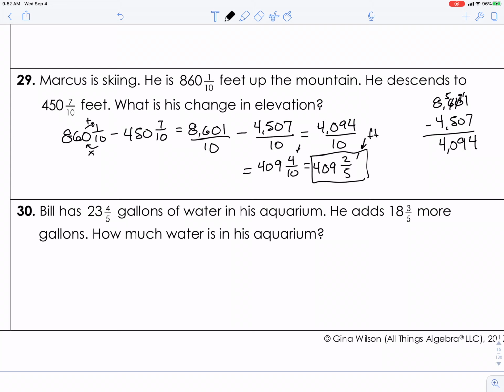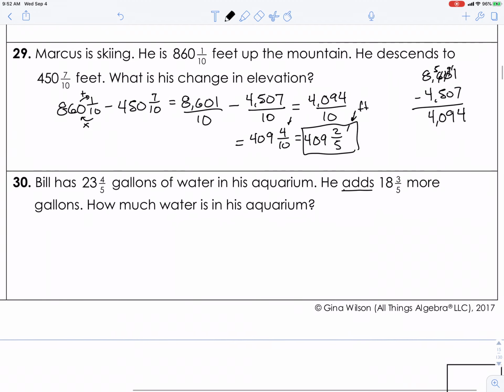Okay? Try the last one on your own. And don't forget, you got to convert to an improper fraction. And it says right here, we're going to add, so we're going to have to add those two numbers together. And they already have a common denominator. So try that one on your own, see how you do. And I will get back to you next time.